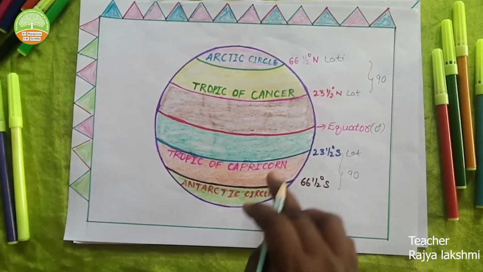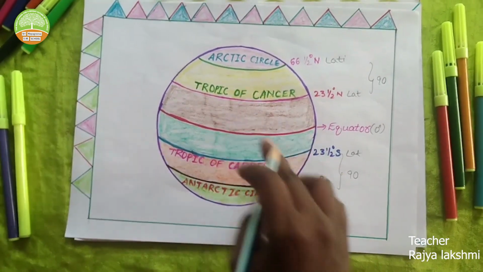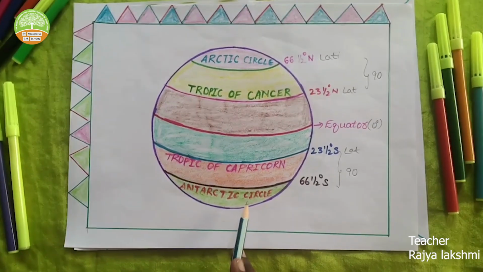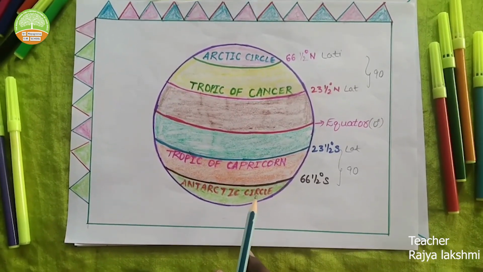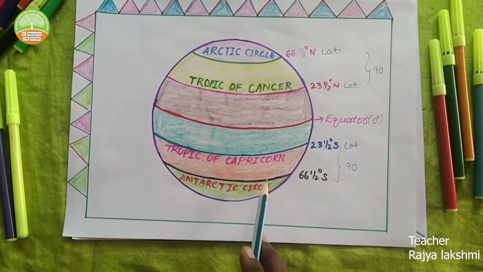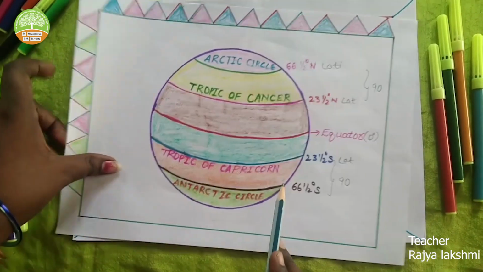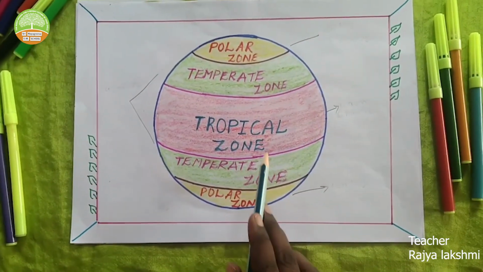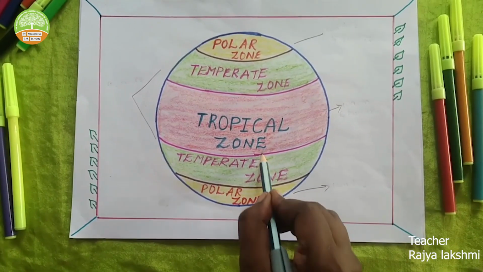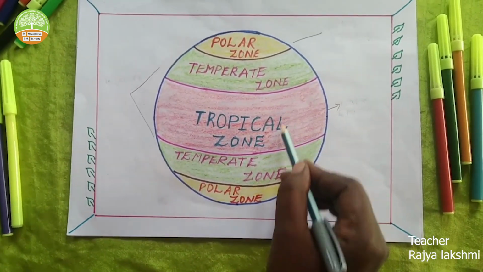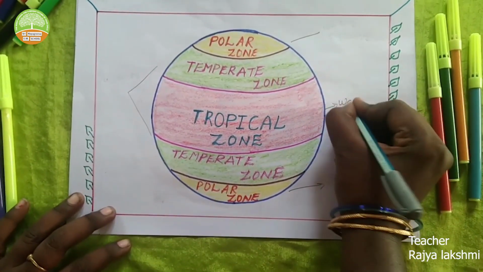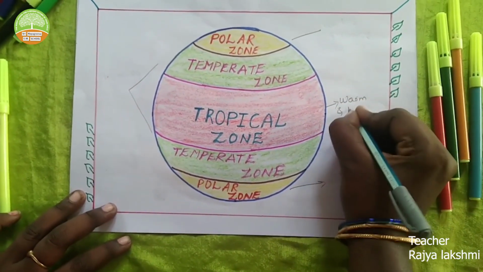These lines help to determine the different climatic zones of the world based on the amount of sunlight a region receives throughout the year. The region between the tropical lines gets the most sunlight and is known as the tropical zone. Here the climate is warm and humid.